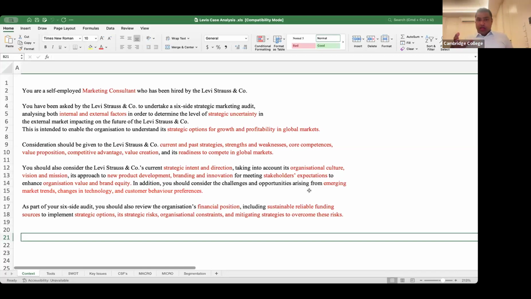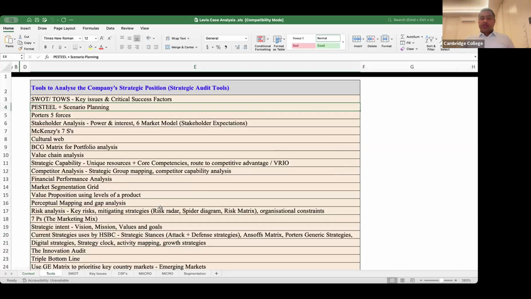I'm not going to talk through that because you're still undertaking theory. Now, in terms of some of the tools that you will use in the 6-page strategic audit, I told you at the end of each assignment, you'll find the 6-page strategic audit as an appendix. So here are some tools that you can use, and there is an exhaustive list. We've done some of these tools already. We've looked at the SWOT, PESTEL, and scenario planning.